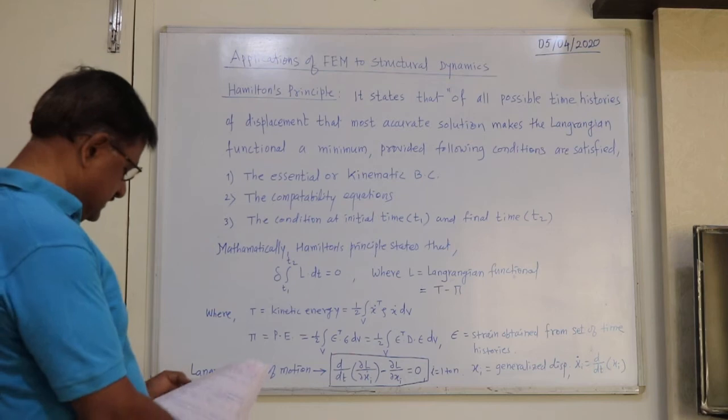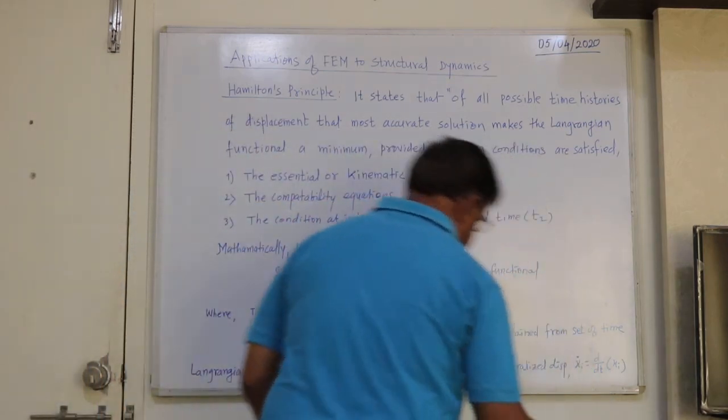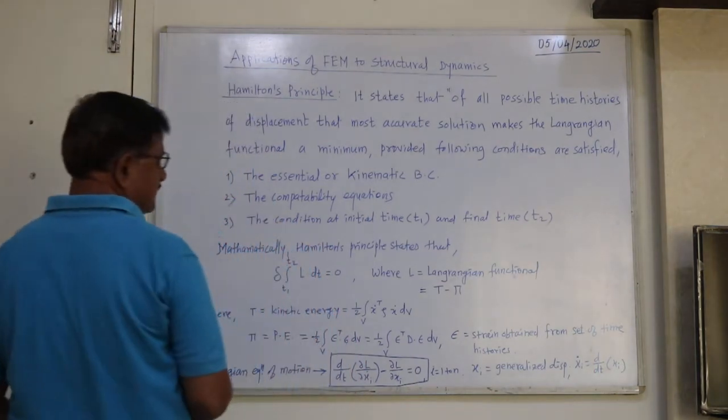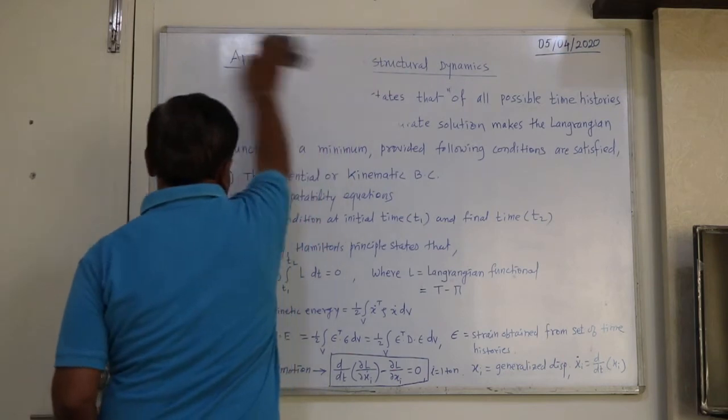Now let's consider the multi-degree of freedom system. How the equation of motion for a multi-degree of freedom system is derived by using this Lagrangian equation of motion.